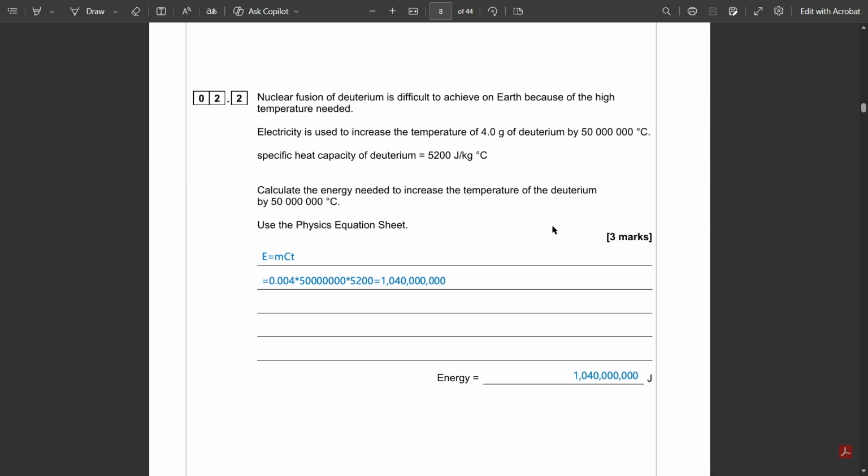Electricity is used to increase the temperature of 4 grams of deuterium by 50 million degrees Celsius, and the specific heat capacity of deuterium is 5,200 joules per kilogram Celsius. Calculate the energy needed to increase the temperature of the deuterium. We simply use the formula from the equation sheet, E equals mc delta theta. I just use T because my keyboard doesn't have theta for change in temperature. And you simply plug it in, converting grams to kilograms by dividing by 1,000, plug in 50 million, plug in 5,200, and you get an answer of 1,040 million joules.